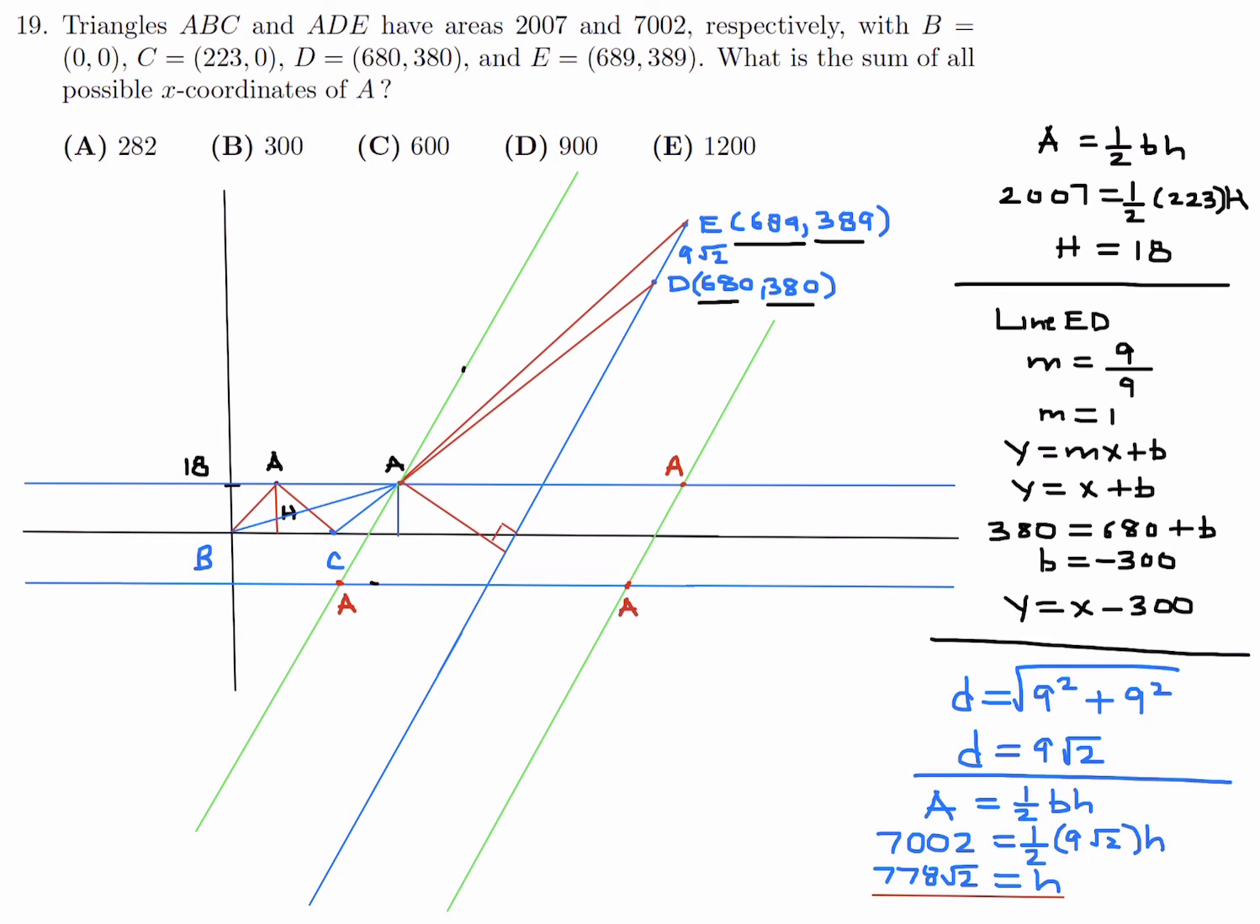Well, this line right here is y is equal to 18. And this line right here is y is equal to negative 18. So I have to figure out the equation of this line and the equation of this line. How do I do that? Well, the equation of those two green lines is very similar to the blue line. And that blue line is this equation right here.